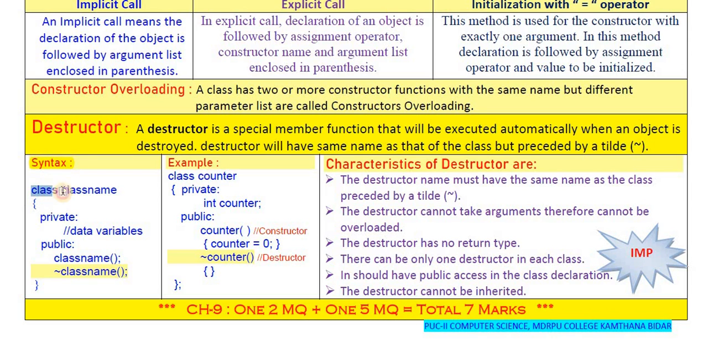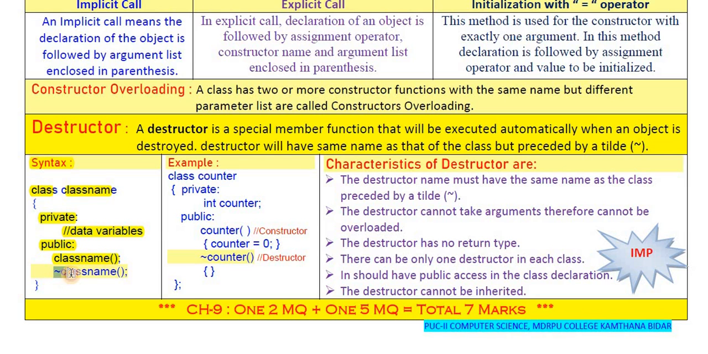So this is the class keyword, then you can take any class name. In the private section data variables are declared. In the public section, okay, so this is a function because this name comes with opening and closing parenthesis. So this is a function, but it is not a normal function. This is a constructor because the function name and class name are same. So this is a constructor.